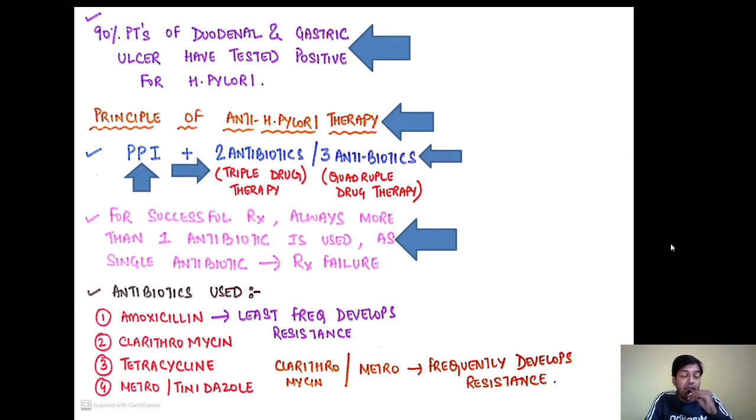H. pylori will develop a resistance, and that will lead to treatment failure. The antibiotics which are used are amoxicillin, clarithromycin, tetracycline, metronidazole or tinidazole. Remember, out of all of them, amoxicillin is the least frequently to develop resistance. It is the best. Whereas clarithromycin and metronidazole frequently develop resistance.